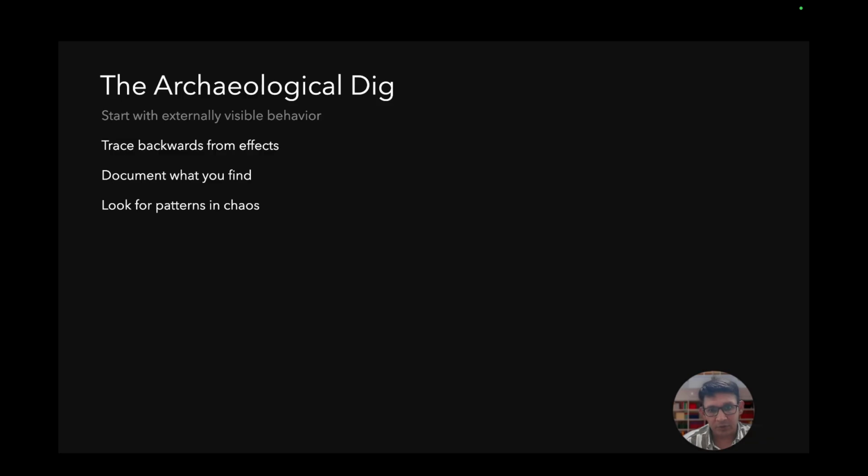You'll also need to document what you find, draw diagrams, write down assumptions, make the implicit explicit. Even if you can't fix the code immediately, you can make the causal graph visible to others. Look for patterns in the chaos. Systems usually have some underlying structure, even if it's buried. Maybe there's a data flow that makes sense underneath the tangled implementation. Finding that structure gives you the target for refactoring.